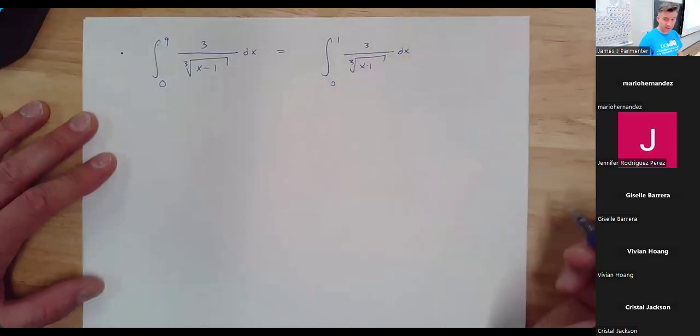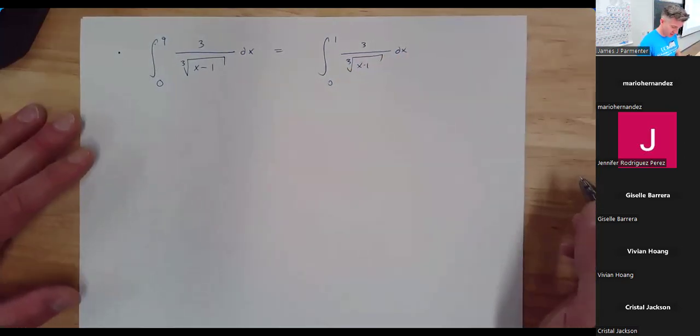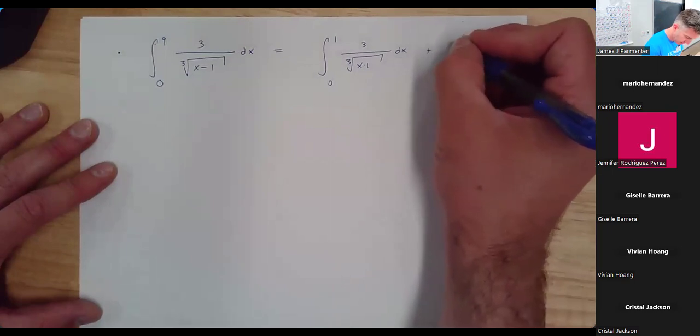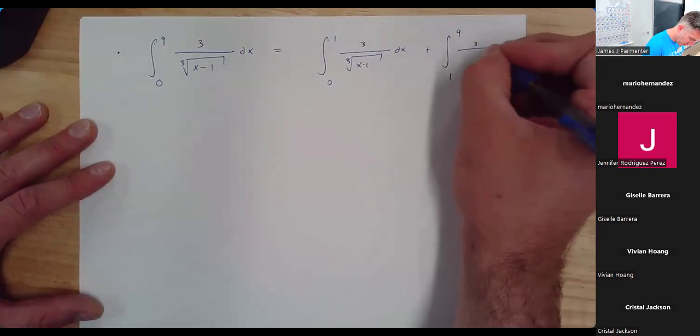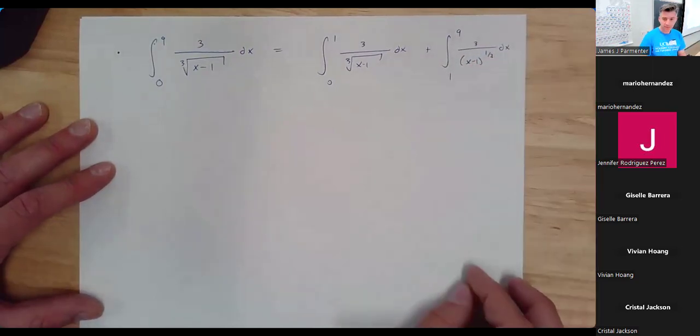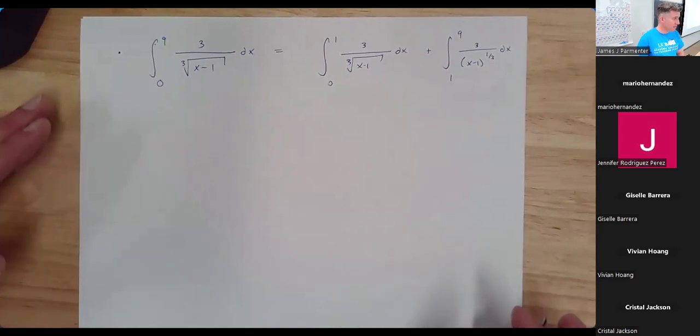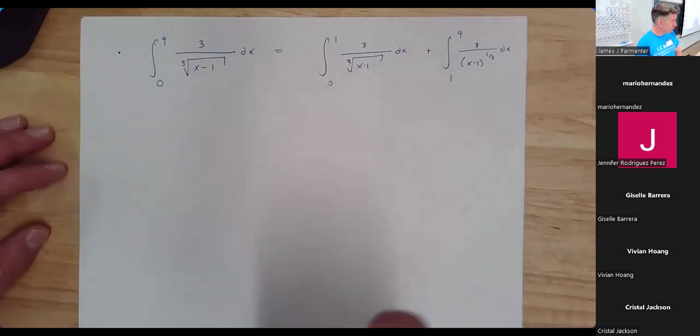I should have probably written that as x minus 1 to 1/3, but I was doing this first step. Oh well. Plus, I'll write the second one that way. The integral from 1 to 9 of 3 over x minus 1 to the 1/3 power. And then we would write each of those with limits, replacing the part that's a problem.